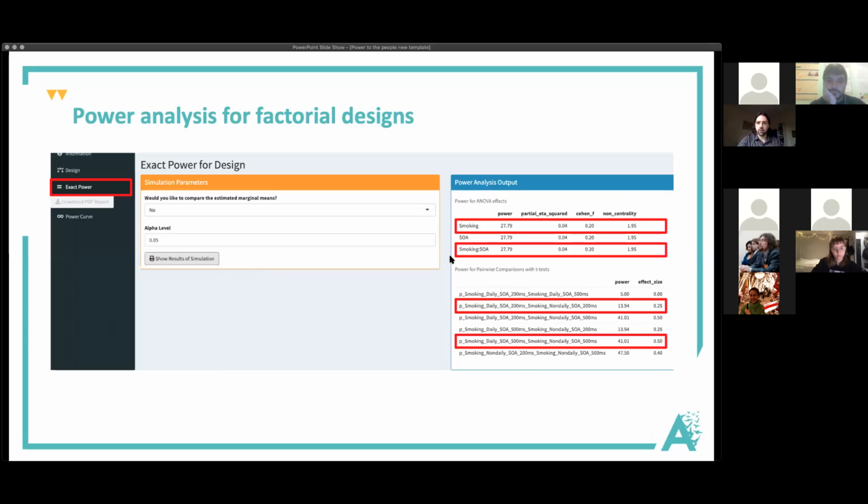And just to reiterate, you have to think about what effects you're interested in. If there are some comparisons you're not going to be focusing on, you don't need to worry about the power between those. We're interested in the comparisons we are specifically interested in.